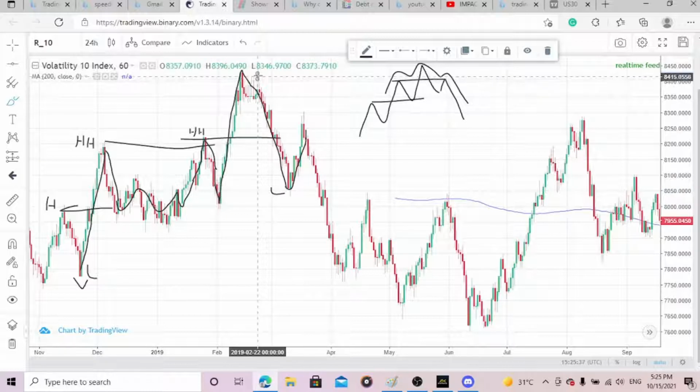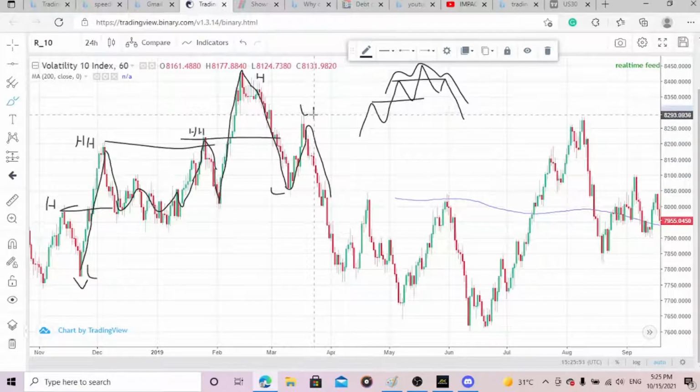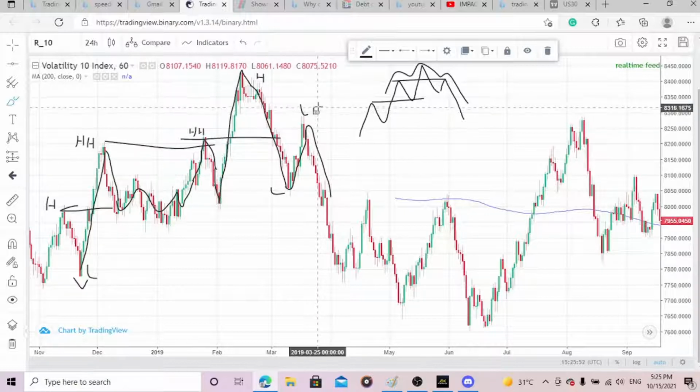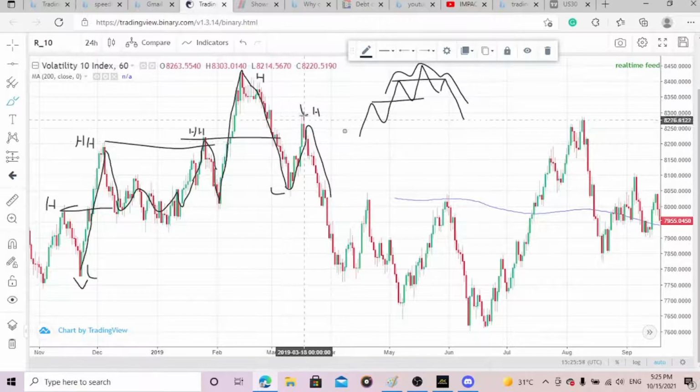So we have this new high here. It created a low and then created a lower high. So this means now that the market is in a downtrend. Okay, so we have a high, a low, and a lower high. So a downtrend has been activated.